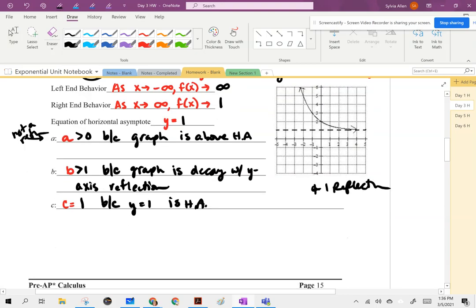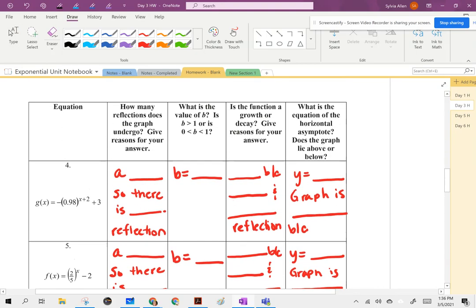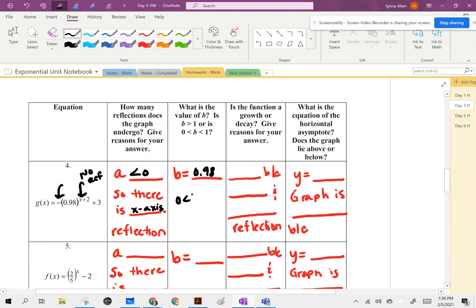Okay, here we go. Let's look at the equation. Notice that this is no reflection, but this is. A is less than 0, so there is an x-axis reflection. So there's one reflection. B is 0.98, which is a number between 0 and 1.